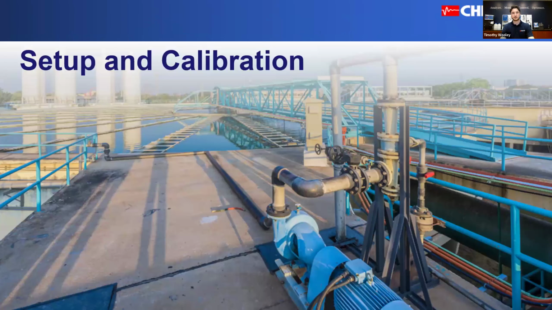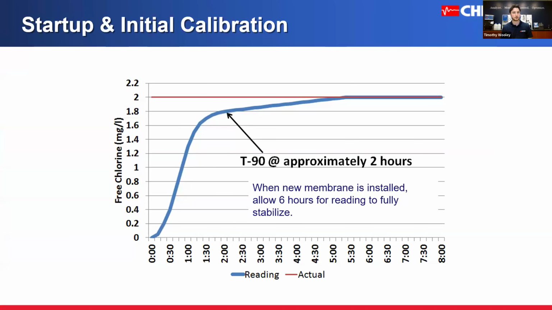So let's get into a bit of setup and calibration. This is what you would need to worry about if you're actually setting these up in a water treatment plant. This is our startup curve, and this is showing when an amperometric chlorine probe is put online. When you use one of these reagentless probes, it takes a bit to stabilize and acclimate to the water that it's put in. The red line on top is showing the actual amount of chlorine in the water, and this blue line is showing the chlorine reading that's output by the probe.